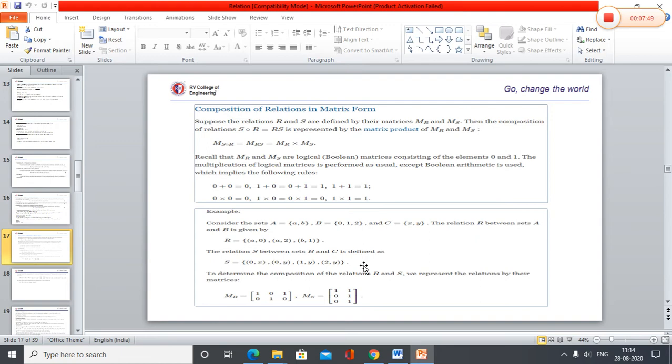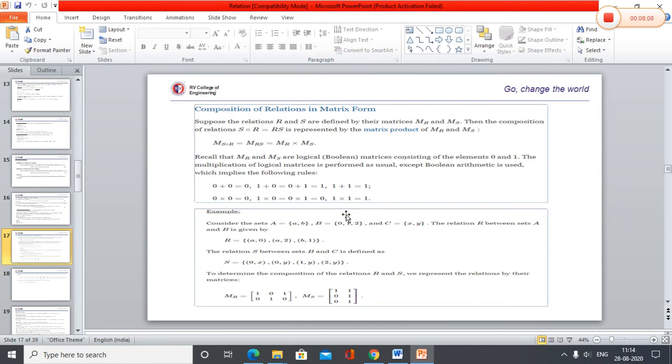The relation can be represented in three ways: in terms of ordered pairs, in terms of a matrix, and using the digraph also. So if I have R, I can write the corresponding matrix MR for that. If I have S, I can write the corresponding matrix MS for that. So R is a relation from A to B.